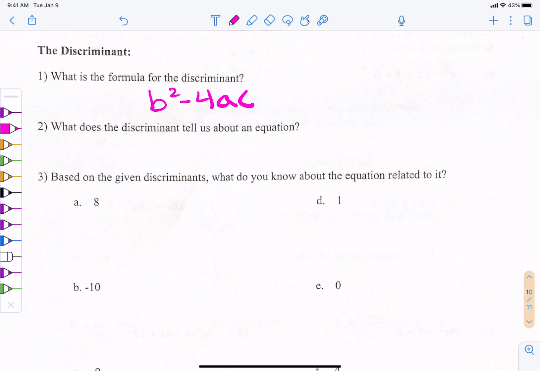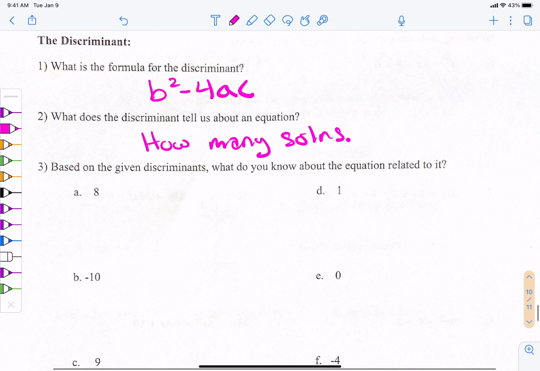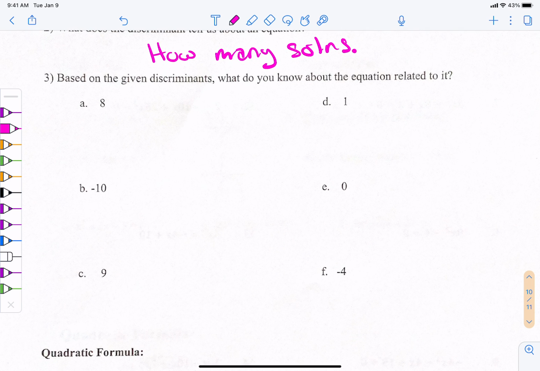What does that discriminant tell us? How many solutions? Okay, now A, B, C, D, E, F. Those are saying if this is the discriminant, how many solutions will they have? So part A, how many solutions will that have if 8 is your discriminant? 2 solutions.